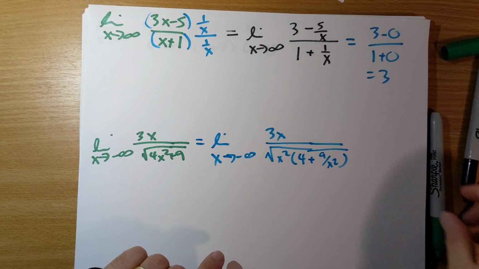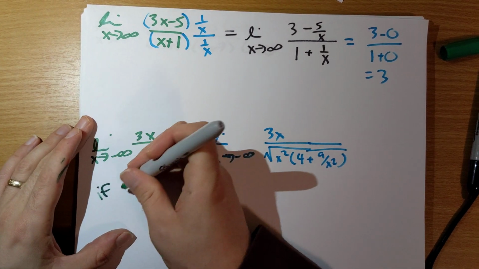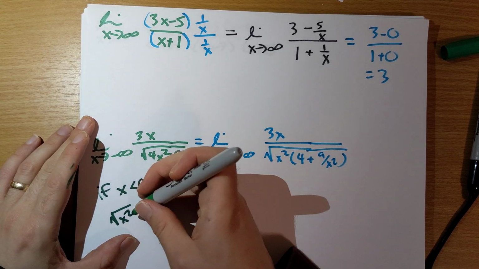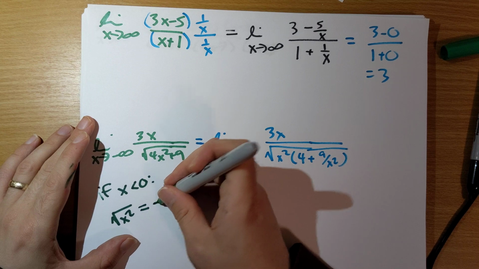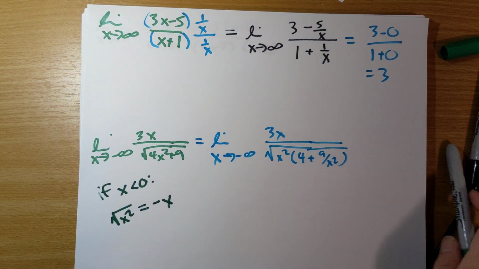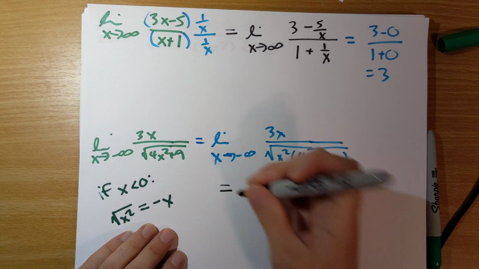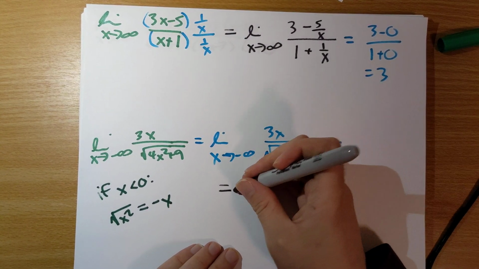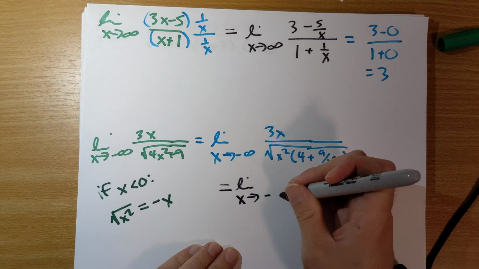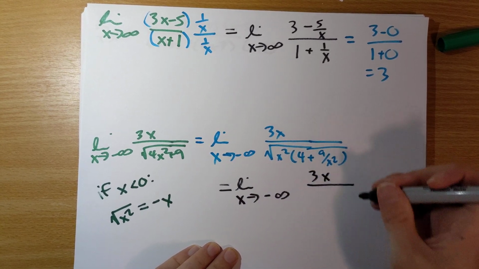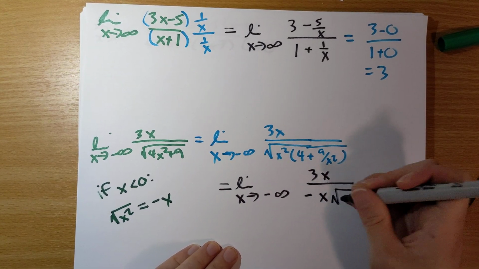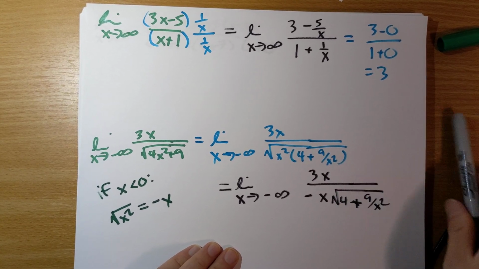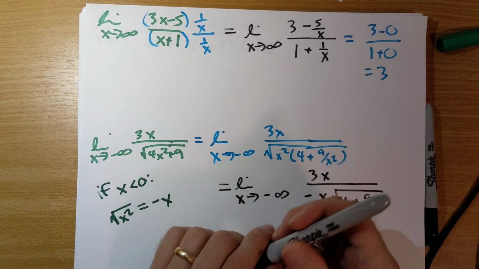And the thing to realize is that if x is less than 0, square root of x squared is going to equal negative x. I think I show that in more detail in a different video, so I'm just going to assert that here. Think about it yourself, it might be helpful. So 3x over negative x times the square root. And so these x's cancel.